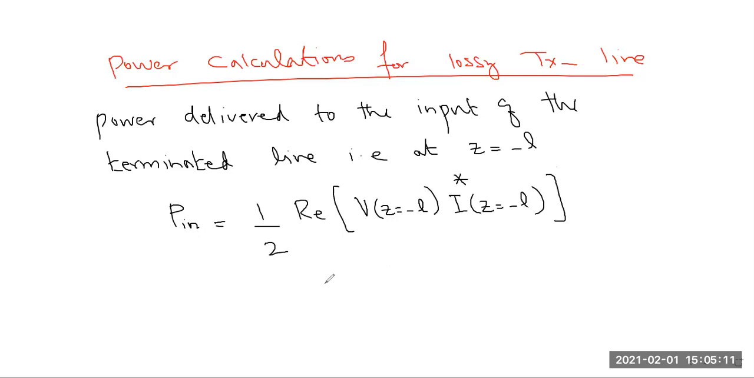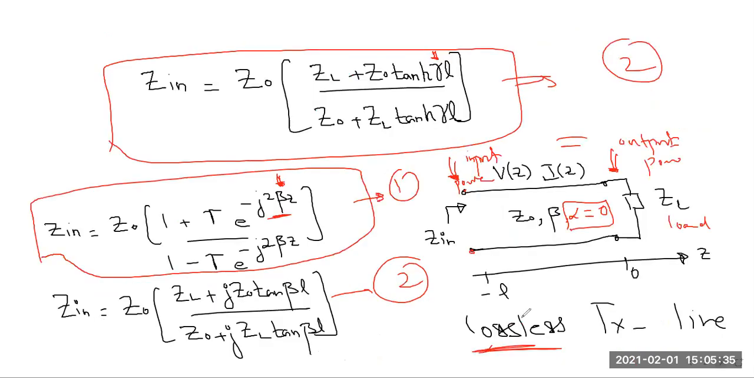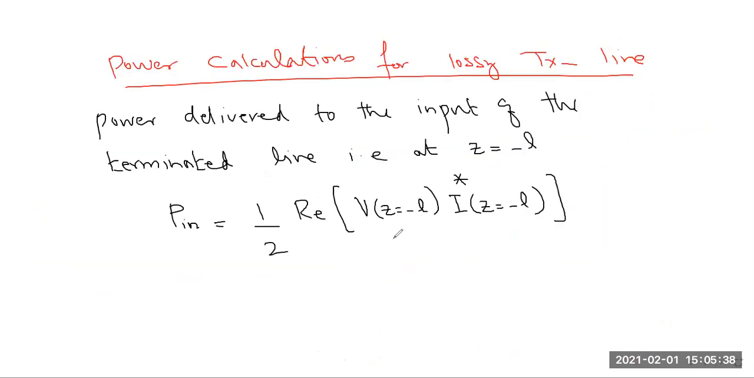Once we simplify this expression, we will be able to find out how much power is available at the input when we connect a source or generator. How much power the generator or source will be delivering to this point, we can find out with the help of this expression. Now we already know the expressions of voltage and current, so I'm not going to derive them. You already know how to find voltage and current at Z equal to minus L. We already have those expressions.